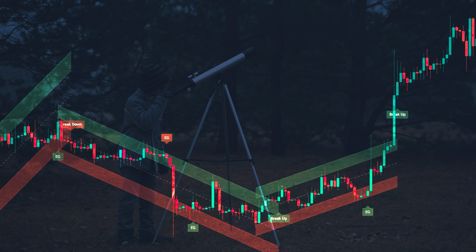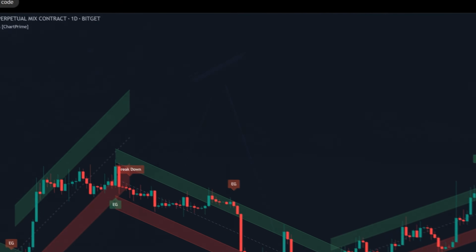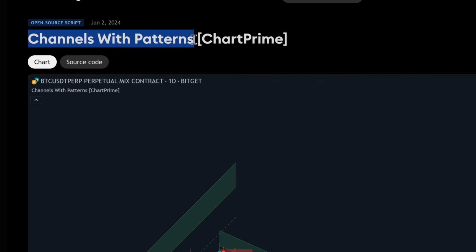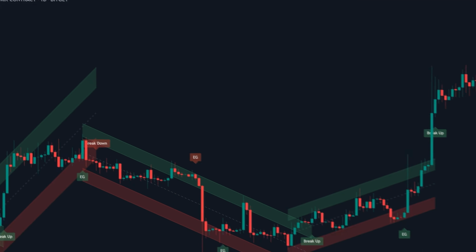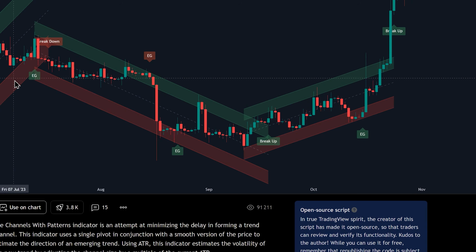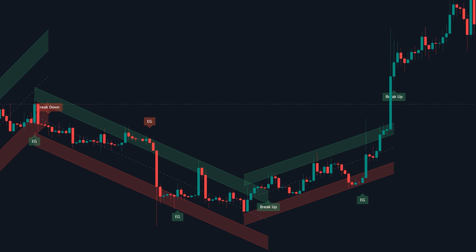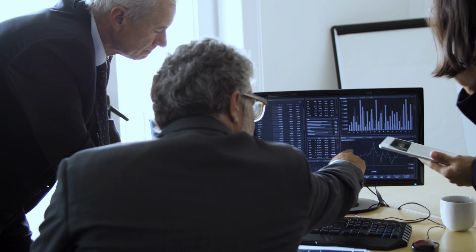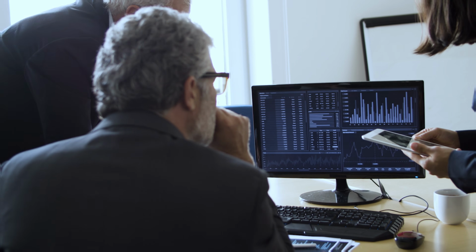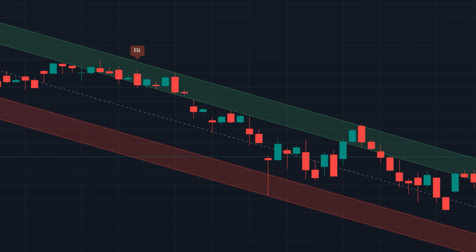Today, we're looking at a really interesting indicator called Channels with Patterns by the folks over at ChartPrime. Now, this tool is pretty clever because it tries to draw trend channels on your chart faster than most traditional methods, and then it combines those channels with classic candlestick patterns to help you spot potential trades. We're going to dive into what this indicator is all about and how you might use it in your trading.